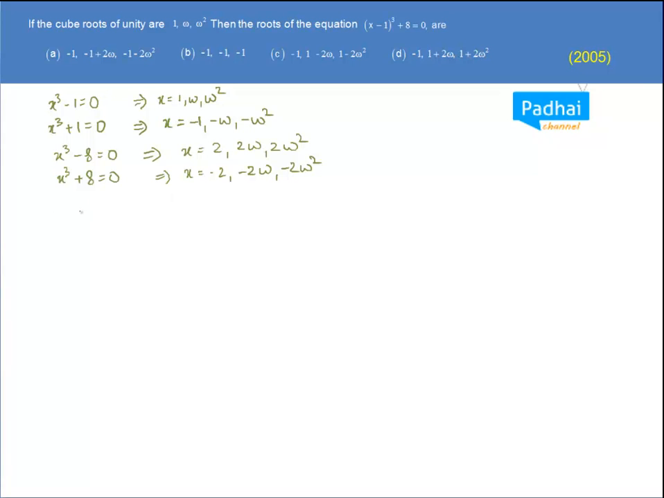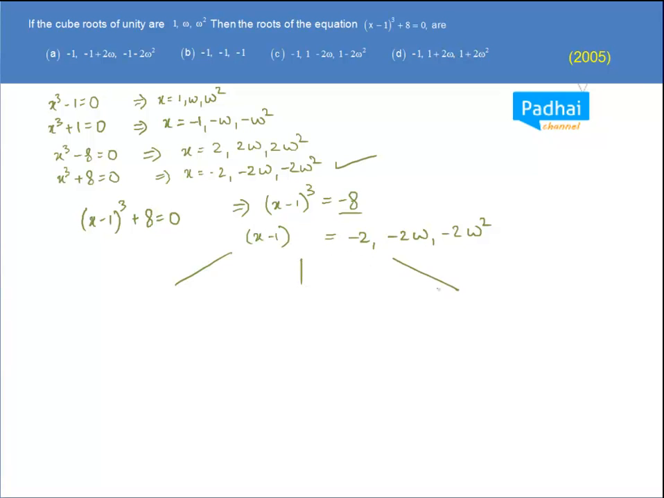Okay, now coming back to the question, which says you have to find the roots of (x minus 1) cube plus 8 equal to 0. This is nothing but (x minus 1) cube is equal to minus 8. Now in this equation, we have already solved what are the cube roots of minus 8. We know that the cube roots of minus 8 are minus 2, minus 2 omega and minus 2 omega square. So x minus 1 will take these three values. Now you just have to solve for these three values.